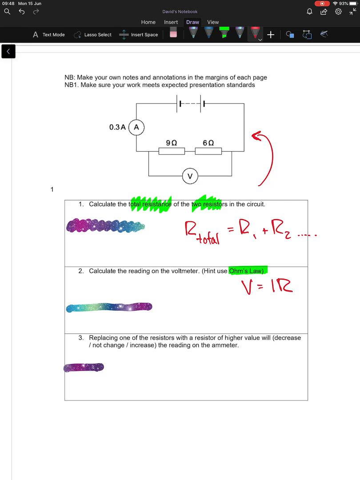And it says replacing one of these resistors with a resistor of a higher value will decrease, not change, or increase the reading on the ammeter. Pause the video and have a go at these questions now. Once you've done that, unpause and I'll walk through the answers with you.